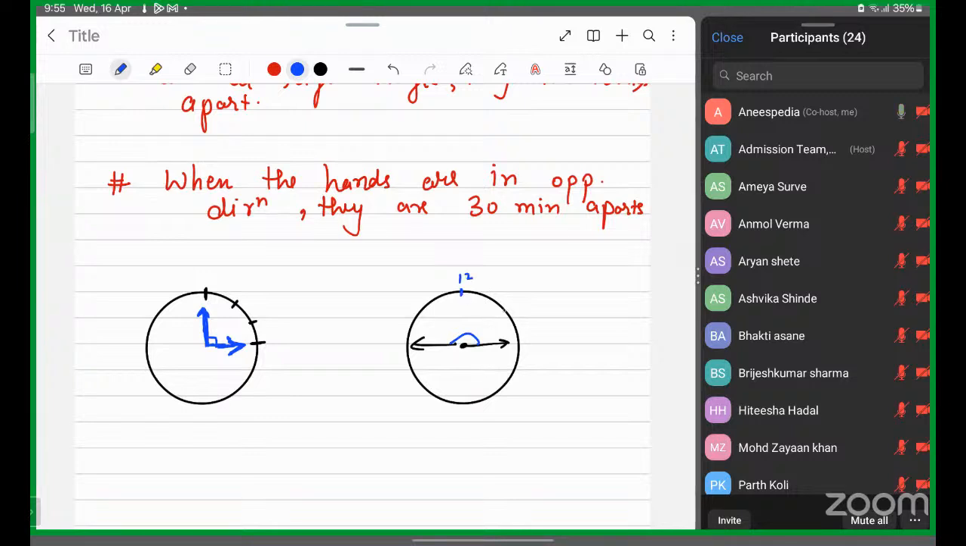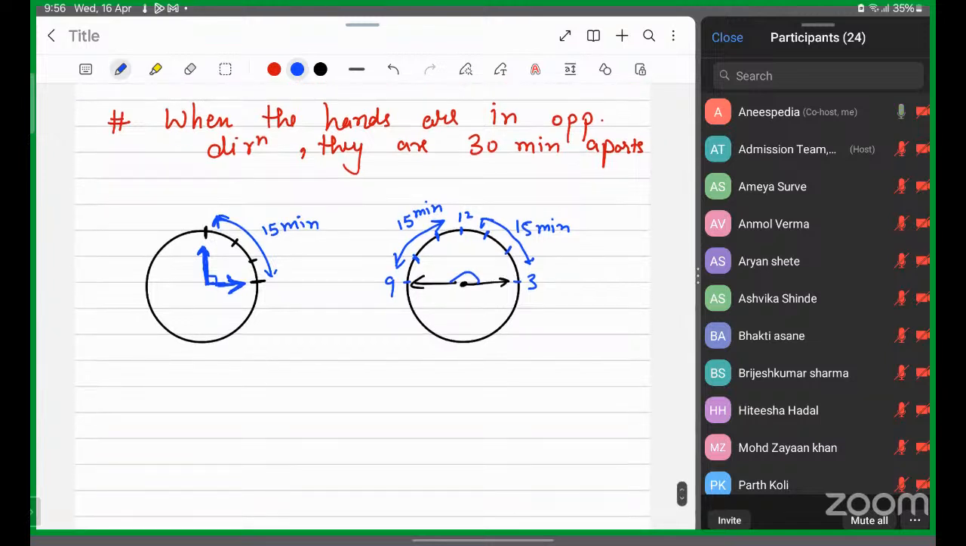This is 12, this is 3, and this will be what? 9. So 9, 10, 11, 12, 1, 2, and 3. So 15 minutes will be here, and 15 minutes will be here. 30 minutes. Understood? In this case, it will be 15 minutes apart. Understood?